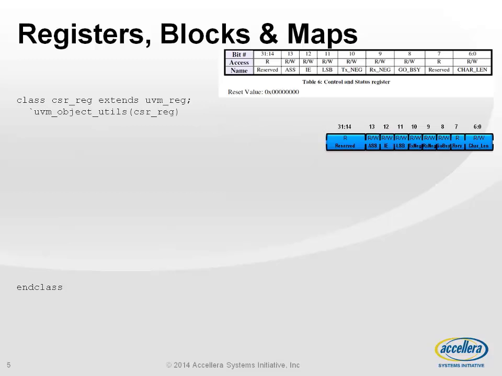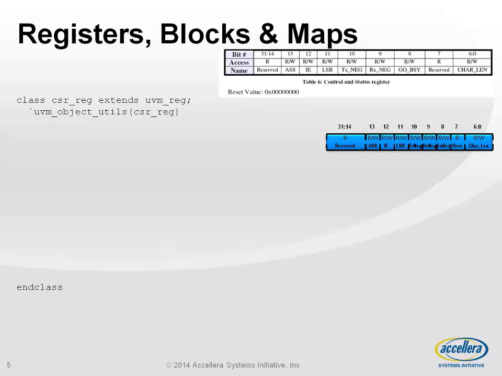So in order to do this, we have to write some code to set things up. So here we have our CSR register. It is extended from the UVM reg base type. And it is a UVM object, so we use the UVM object utils to register it with the factory. So all these things are just the same as any other thing in UVM. They're registered with the factory, and we can override them if we want.